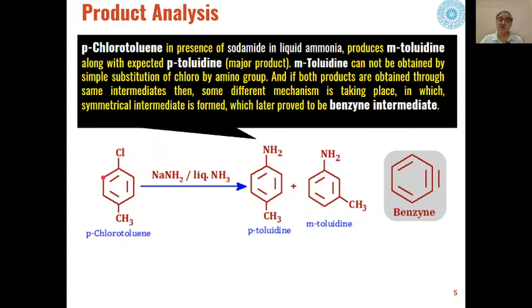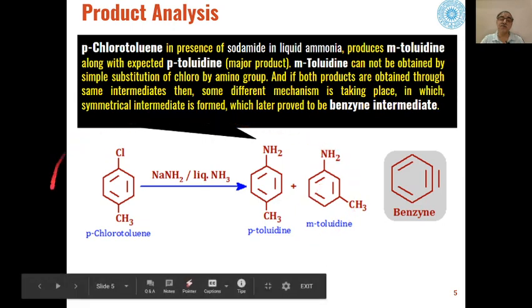So this is one carbon, this is the other carbon, and with the elimination of this we will get a symmetrical benzyne intermediate, and then the nucleophile can attack either this carbon or this carbon. If NH2 negative attacks this carbon, we will get this product. If it attacks this carbon, we will get the meta product. So this is how the intermediate formed in this case can be deduced on the basis of these two products which have been formed during the reaction.